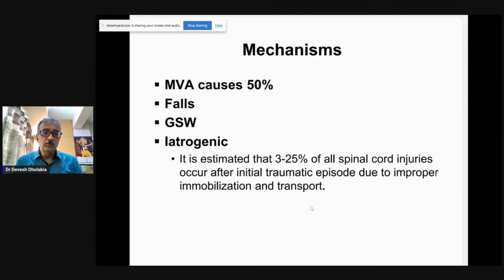It is estimated that about 3 to 25% of all spinal cord injuries occur after the initial traumatic episode due to improper immobilization and transport. So we could see that about 10 to 25% of the patients can be saved from further spinal injuries. You take care during the extraction and transport to the nearest hospital after an injury.